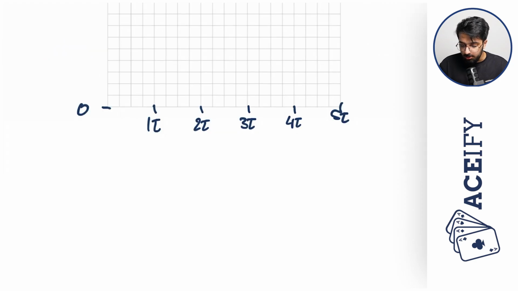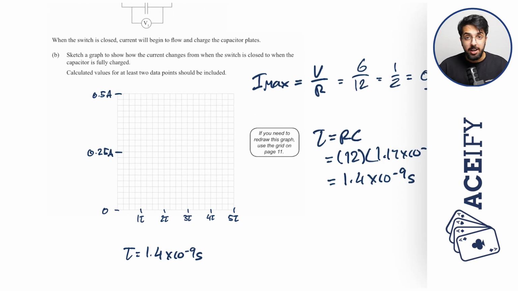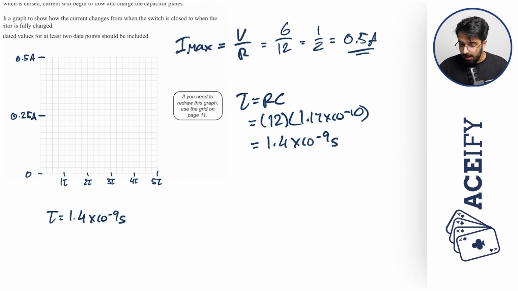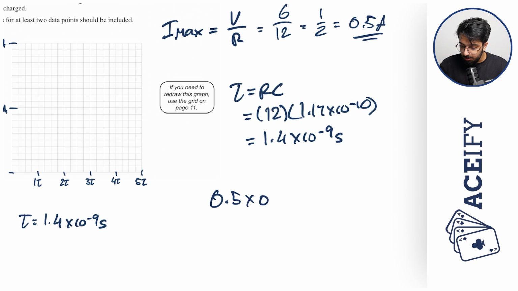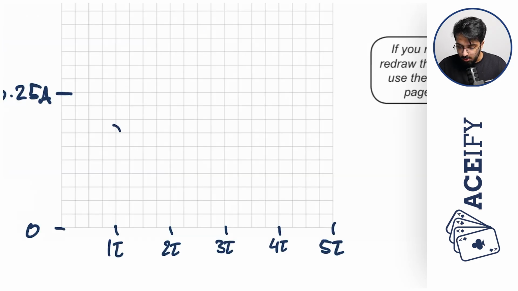Where again, our time constant is obviously 1.4 times 10 to the negative 9 seconds. And so now, to find our data points, we can take our max current and multiply it by 0.37 to find the current after one time constant, and that's equal to 0.185. And so that's going to be roughly over here.